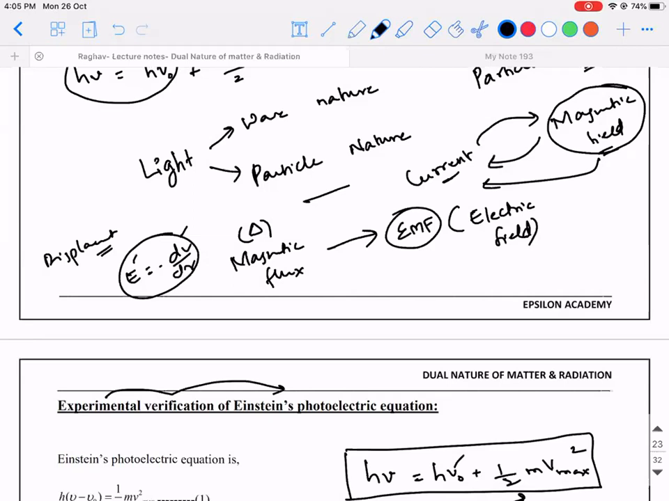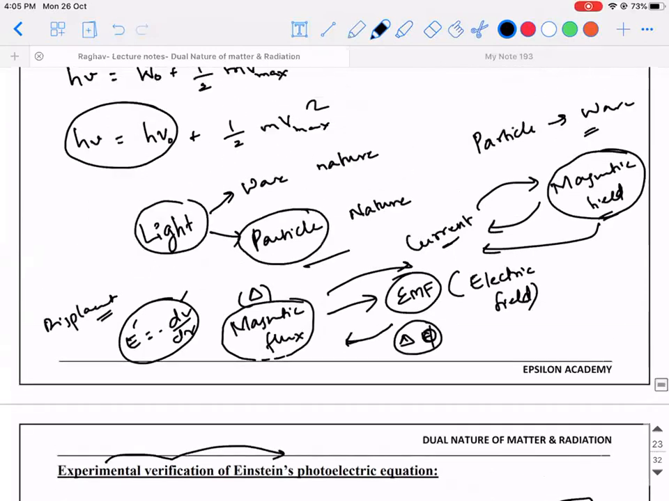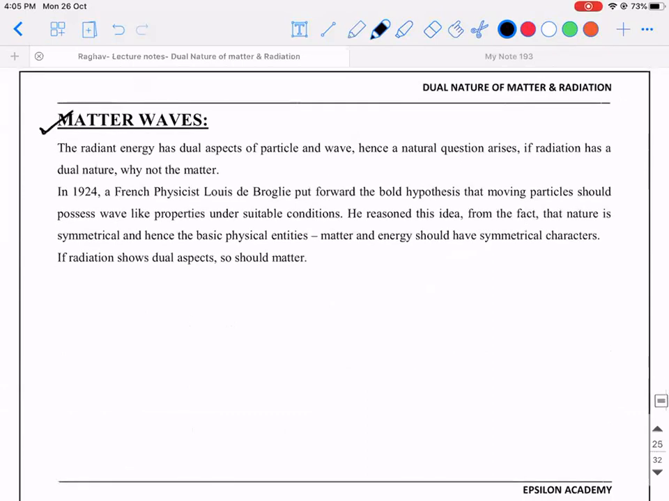So what I'm trying to say is, if you are able to change magnetic flux, you are able to generate electric field. Then, as I told you, physics will follow symmetry. Would the reverse also be possible? If you change electric flux, will you be able to generate magnetic field? The answer is yes. That's what was explained in the concept of displacement current. In a similar way, when light has particle nature, will a particle have wave nature is the question. Based on that, the first type of wave we are going to see is matter waves.